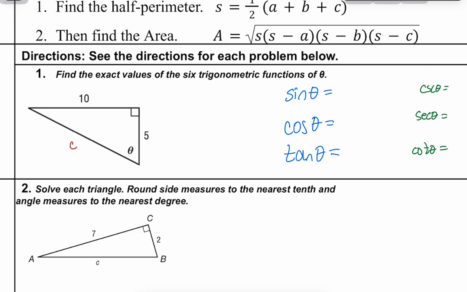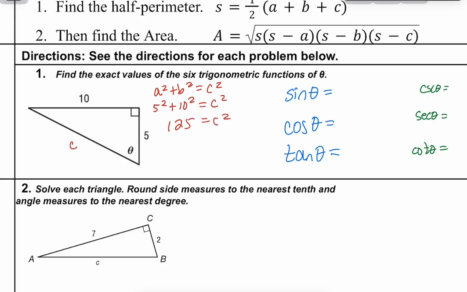So we know that a squared plus b squared equals c squared. And then if we call a 5 and b 10, it doesn't matter which, because those are the legs of a right triangle. 5 squared is 25, 10 squared is 100, that's 125.